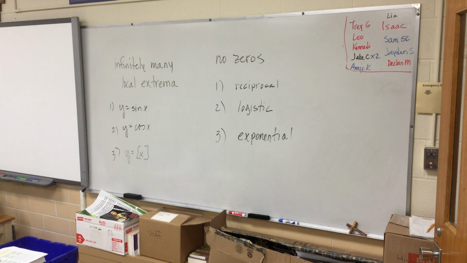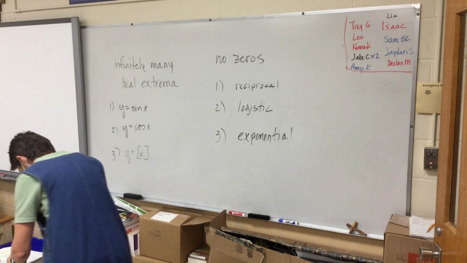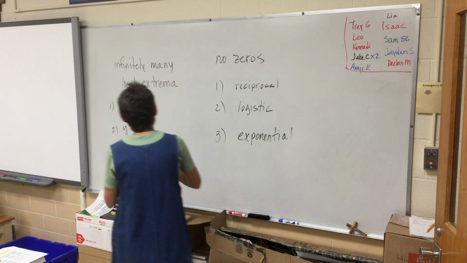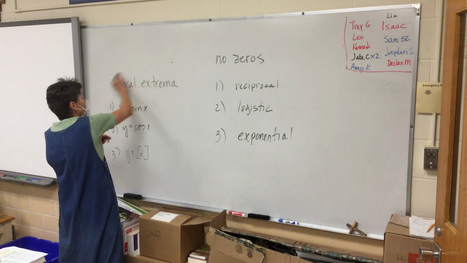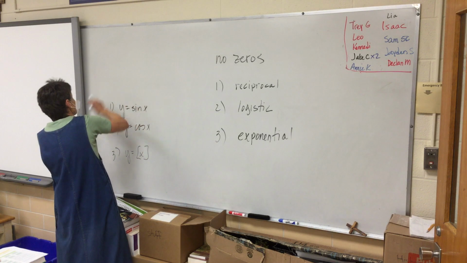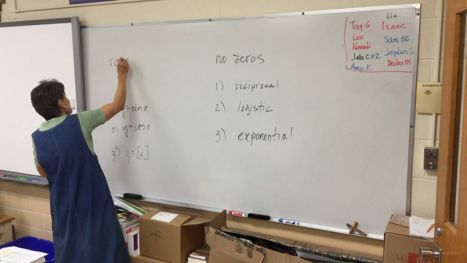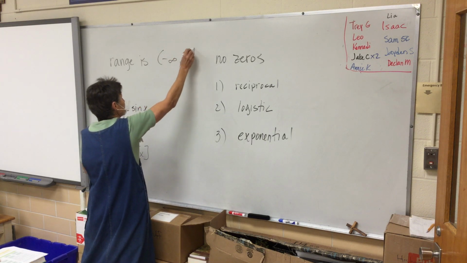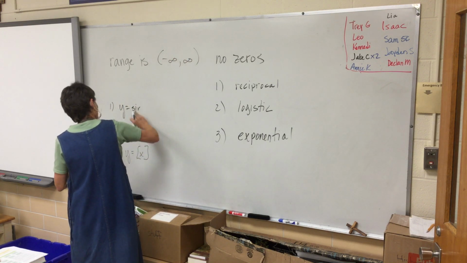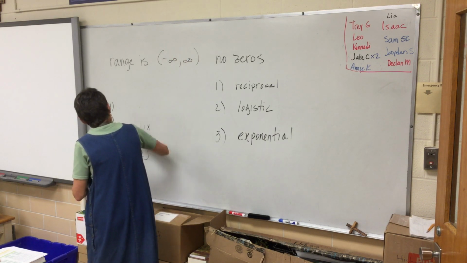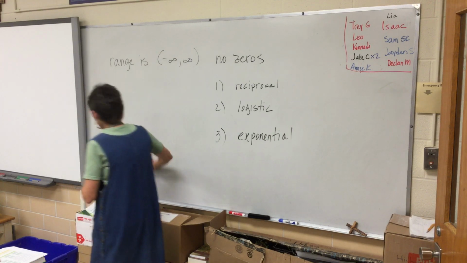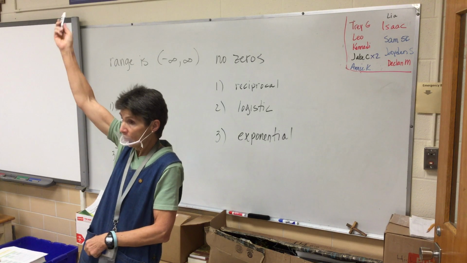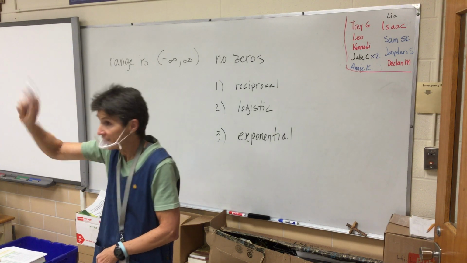Okay, next. The three functions with a range of all real numbers. Now, let's make sure you understand what that means. So their range is all real numbers, negative infinity to positive infinity. There are three functions that go all the way down and all the way up and don't have any breaks in them.